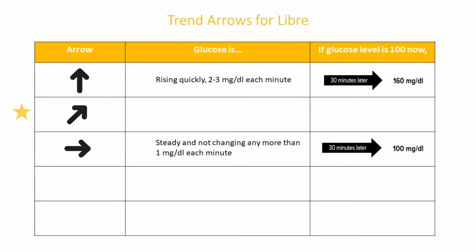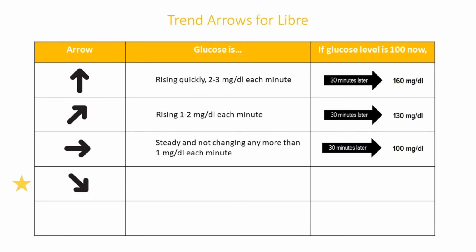With this angled arrow, glucose is rising 1 to 2 per minute. So if you start at 100 now, in 30 minutes, you'll be at 130. And similarly, but in the other direction, if we have an angled arrow down, that means glucose is falling 1 to 2 milligrams per deciliter each minute. And if you are 100 right now, then in 30 minutes, we would predict you might be as low as 70.